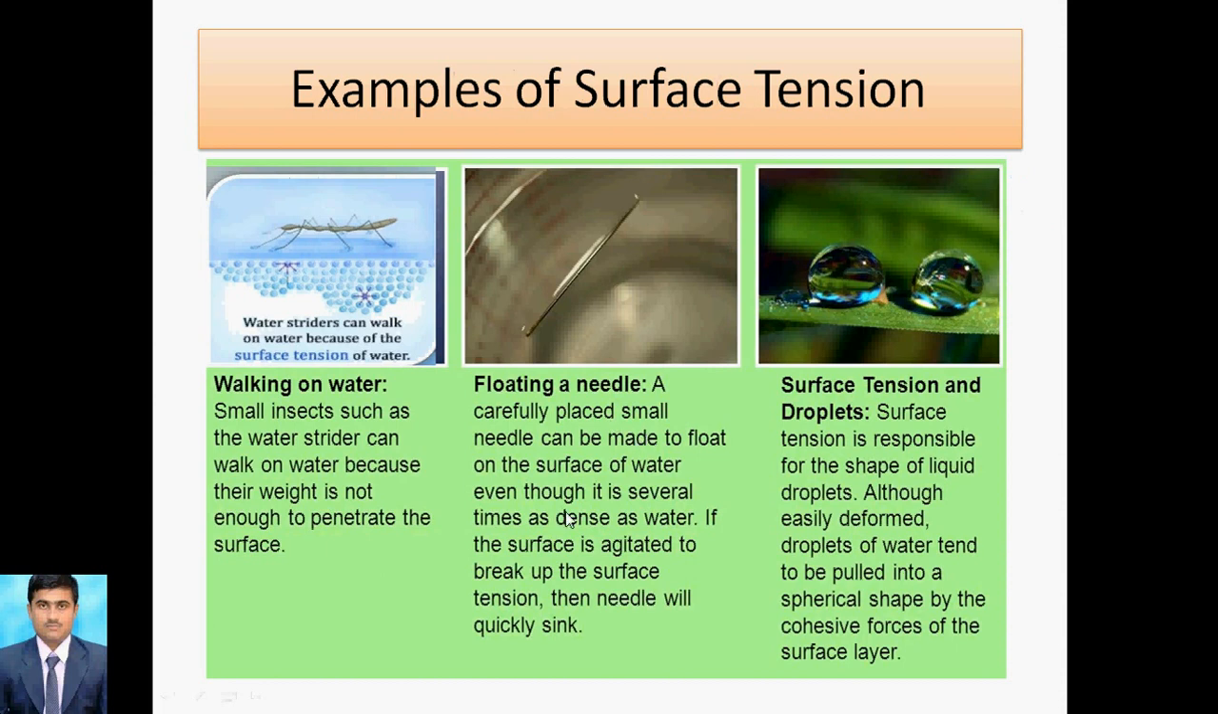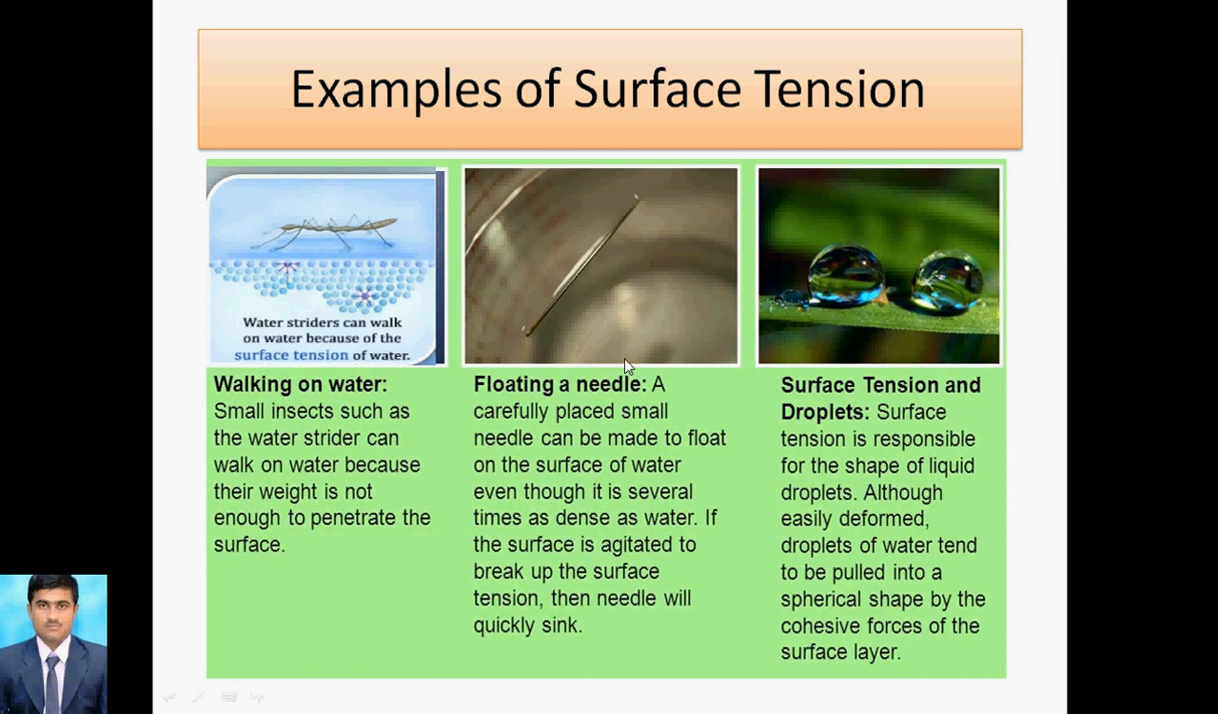Now we see examples of surface tension. The first example: water striders can walk on water because of surface tension. Their weight is small and they do not penetrate the surface. The surface behaves this way because of surface tension, since the liquid is in contact with gases. That's why striders walk on the water surface.